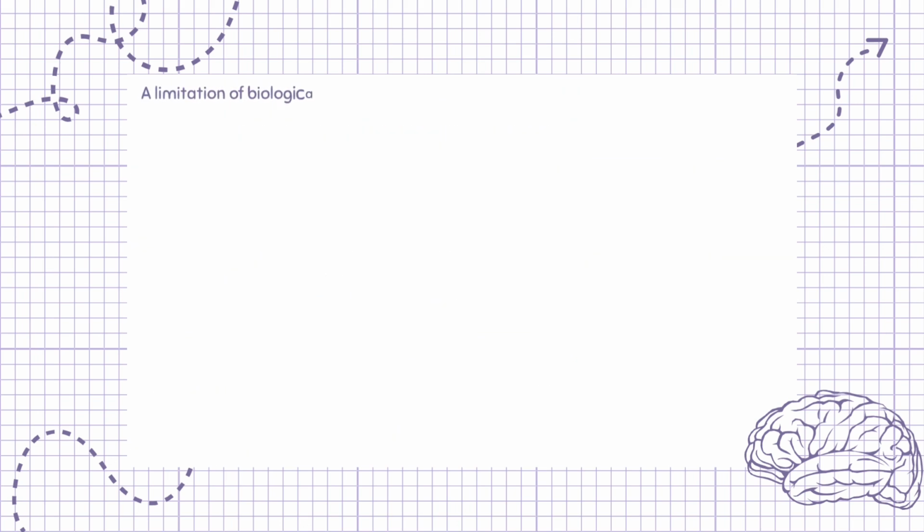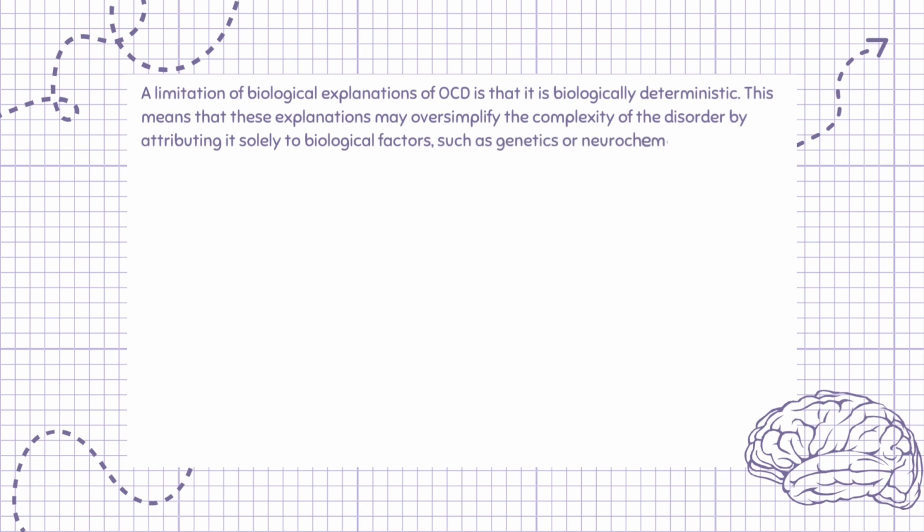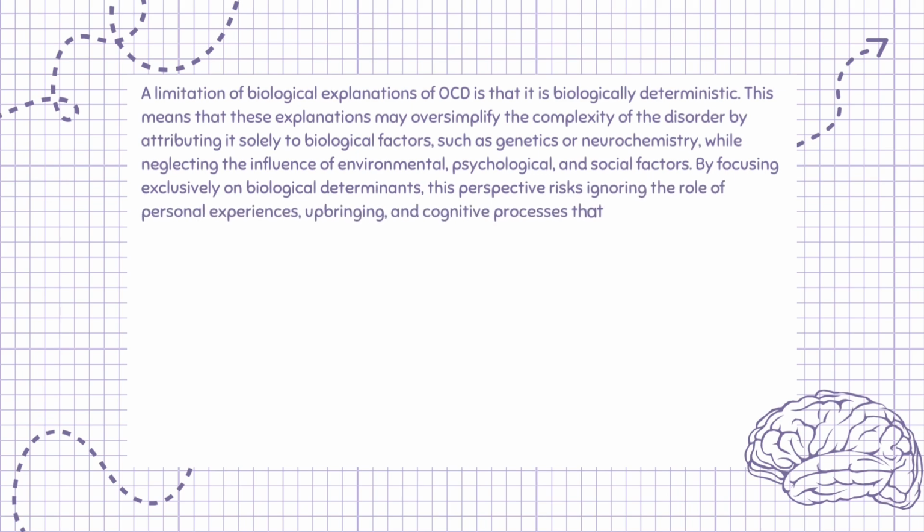A limitation of biological explanations of OCD is that it is biologically deterministic. This means that these explanations may oversimplify the complexity of the disorder by attributing it solely to biological factors, such as genetics or neurochemistry, while neglecting the influence of environmental, psychological, and social factors. By focusing exclusively on biological determinants, this perspective risks ignoring the role of personal experiences, upbringing, and cognitive processes that can also contribute to the development and maintenance of OCD.